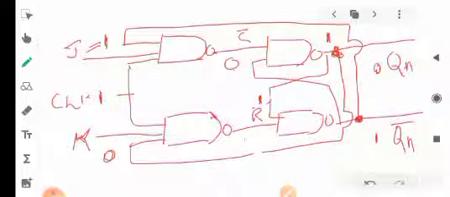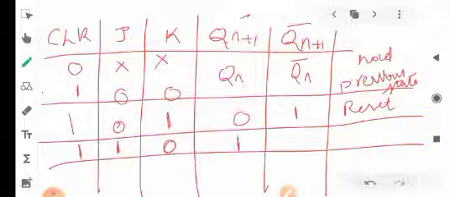So 0 complement here is also 1, and 1 into 1, 1 complement here will be 0. We are getting 0 here, and here we are getting 1. So 0 into 0 is 0, 0 complement becomes 1 here. So Qn+1 is equal to 1 here, and Qn complement here will be 0. That we write down here. This stage we call as set state.